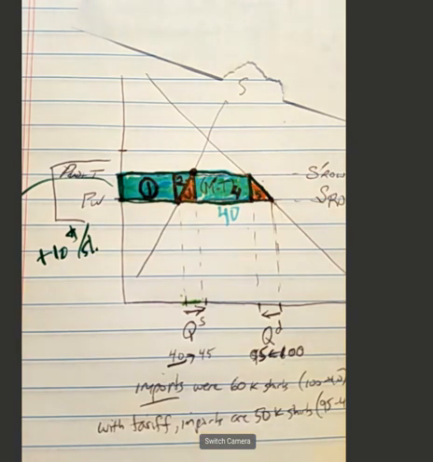Anyhow, that's our supply and demand analysis of a tariff. Might not be easy, might not be interesting, but there it is.